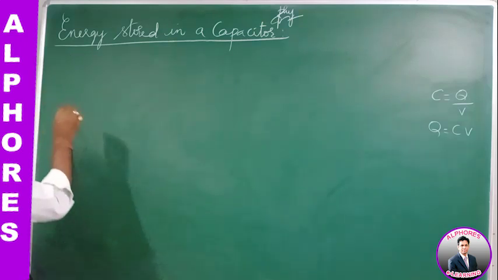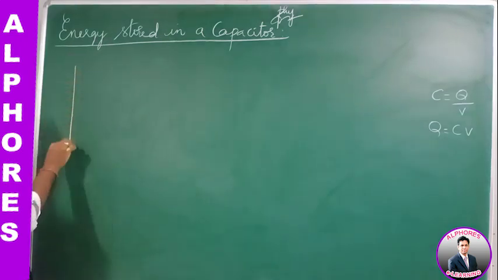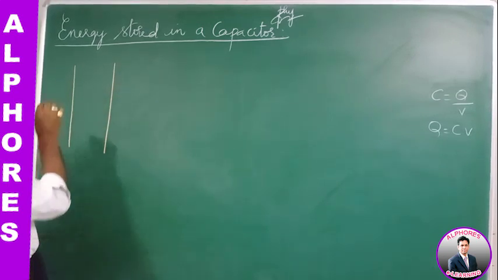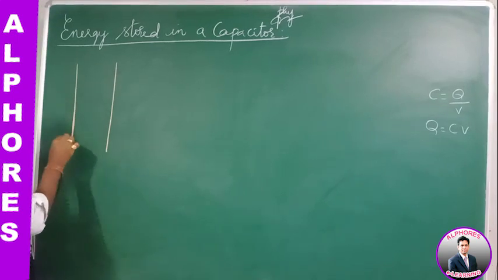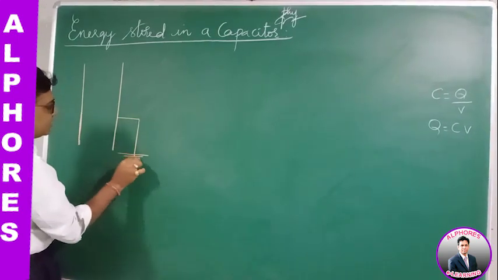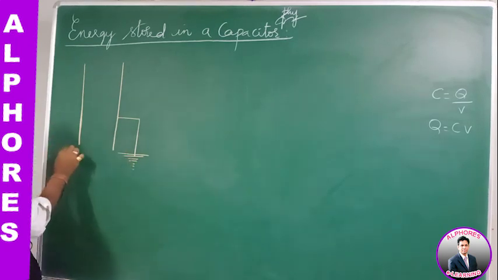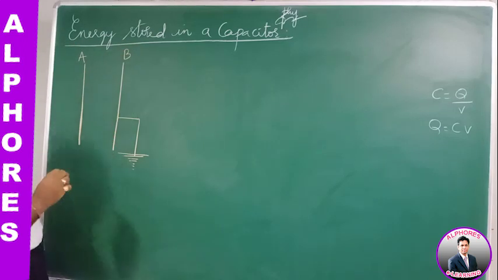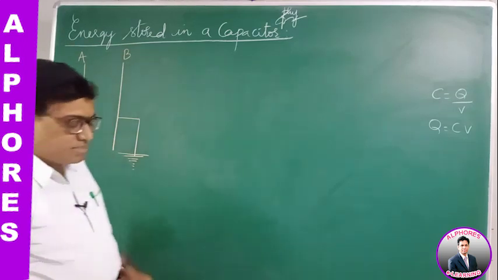Let us consider a parallel plate capacitor. This is a parallel plate capacitor. Two plates like this, right? The second plate is earthed like this. This is plate A. This is plate B, correct? So this is a parallel plate capacitor.